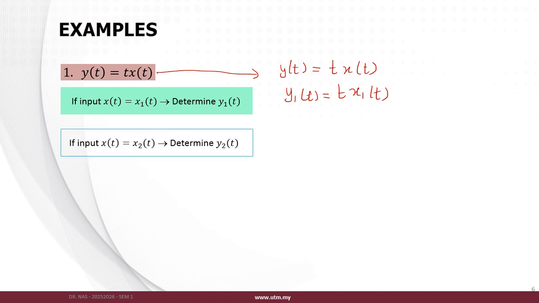Second step, you need to determine y2(t) if the input is x2(t). In this case, using the same general equation, now your y2(t) is equal to t times the input x2(t).